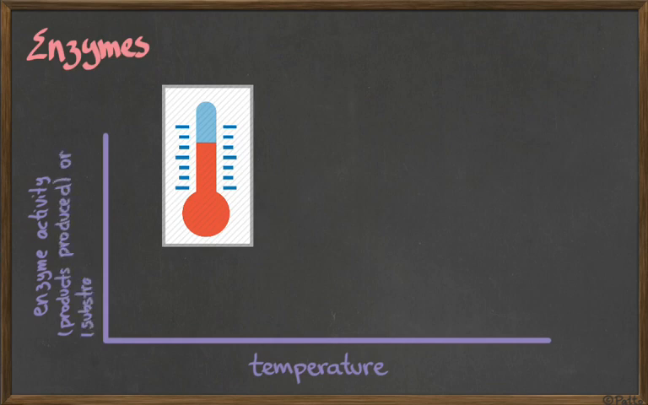Enzyme activity here, I'm going to say is the products that have been produced or the substrate that has been consumed. Anyway, you can measure enzyme activity by seeing how much product is there or how much substrate is left behind. And basically, it's just like any other protein.